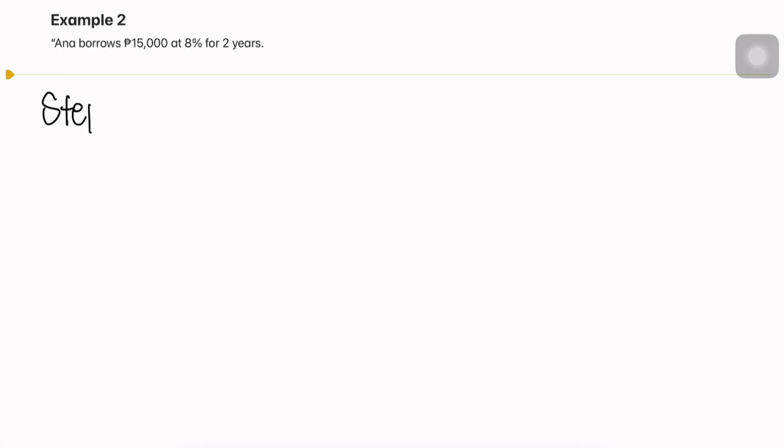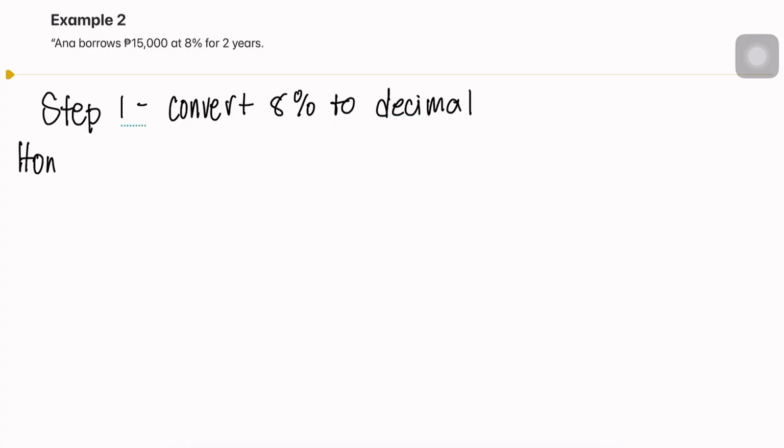Then let's move on to our example number 2. Anna borrows 15,000 at 8% for 2 years. For our step 1, just like in example number 1, we have to convert our percent to decimal. How do we do this? We just divide the percent by 100. So 8 divided by 100 equals 0.08. We're done with our step 1.